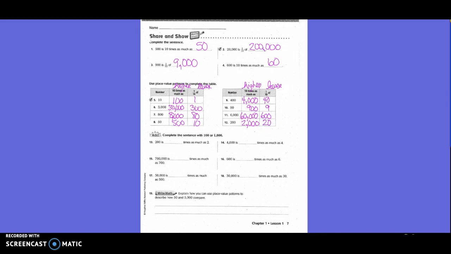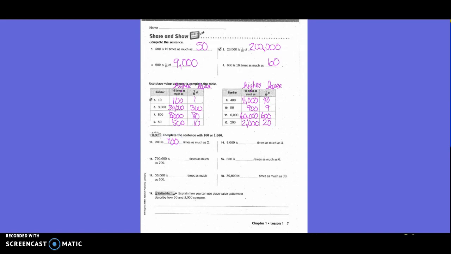So the hot problems, these are a little more challenging, right? Complete the sentence with 100 or 1,000. So 200 is blank times as much as 2. So basically they went from 2 to 200. So what would they have had to do to get from there? Times what? 100. And remember, we're either going to put 100 or 1,000 in there. So they had to take 2 times 100, and then they were able to get 200.